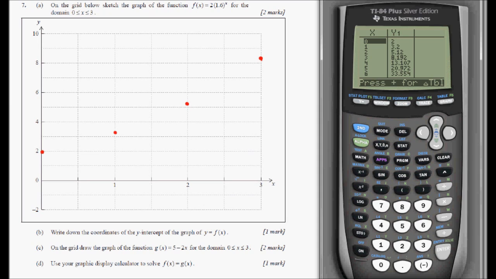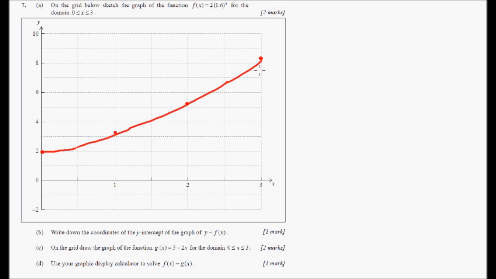Okay, so what I did, I went ahead and plotted those points. And now what I'm just going to do is make a smooth curve here to finish it off. Okay, so that's the first thing right there. So you can basically get that off your calculator.